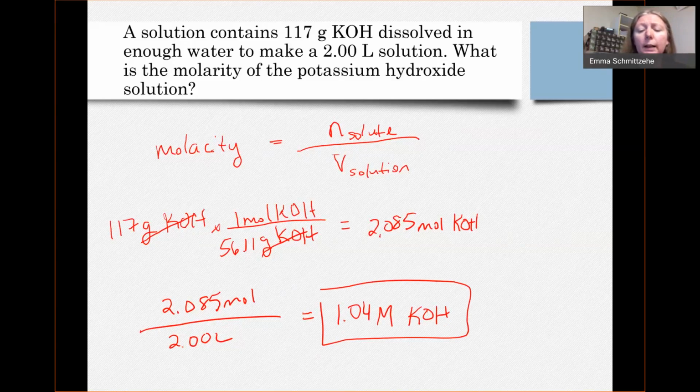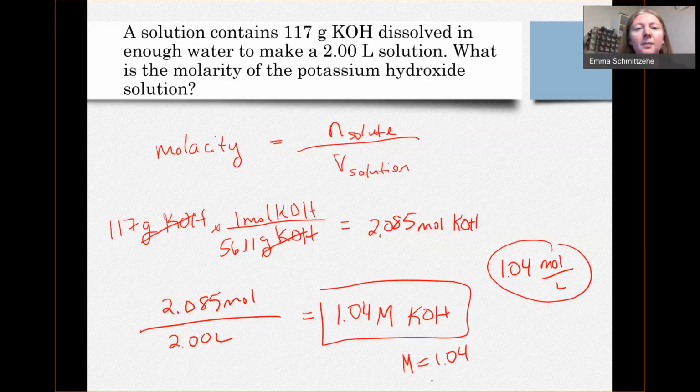You can also write it as 1.04 moles per liter if you want. That's okay as well. But what is not okay, what I see a lot of people do, is saying capital M equals 1.04. That's telling me the letter M equals 1.04. Well, that's meaningless. You have to have a unit next to a number, so don't ever do that. The unit goes behind the number. It's not unit equals number.